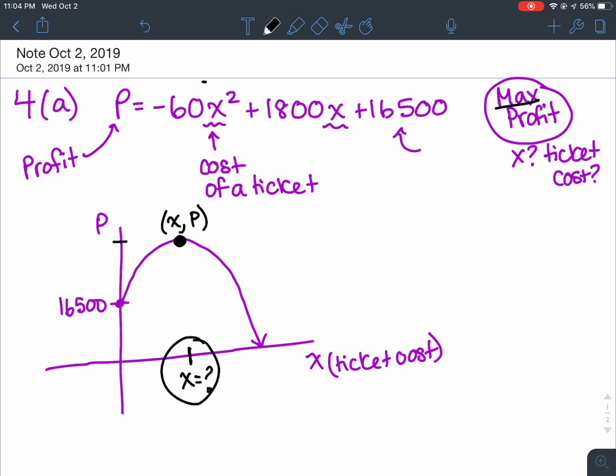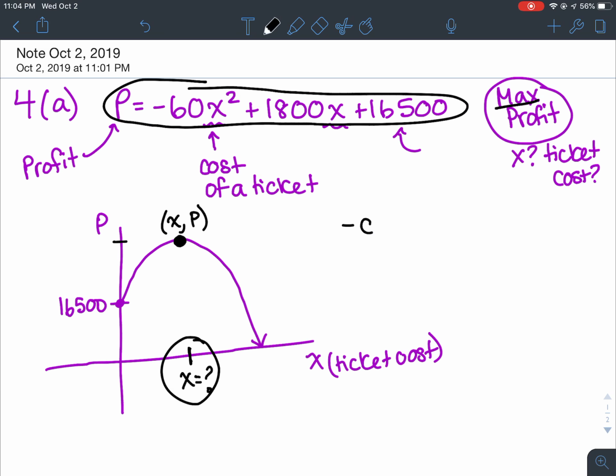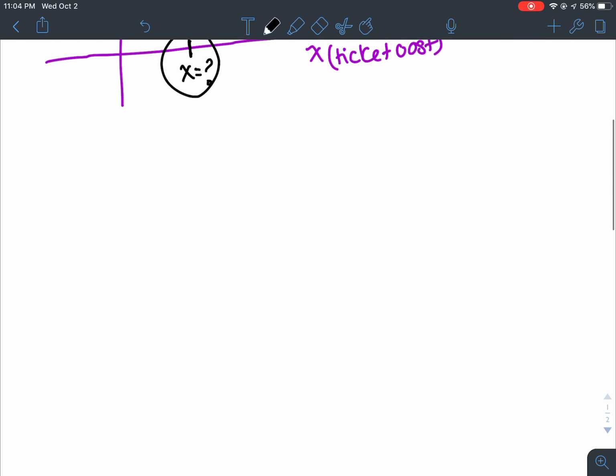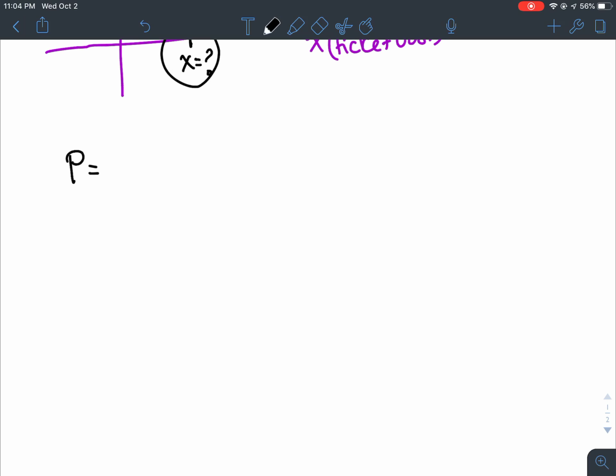So you have a couple ways, like with this equation right here, to find the vertex. We know we can complete the square that we learned last year, and we also know we can partial factor. And if you're not already awesome at both of these things, you've got to get there because you don't want that to be the hard part of the question. Okay, so I'm just going to complete the square.